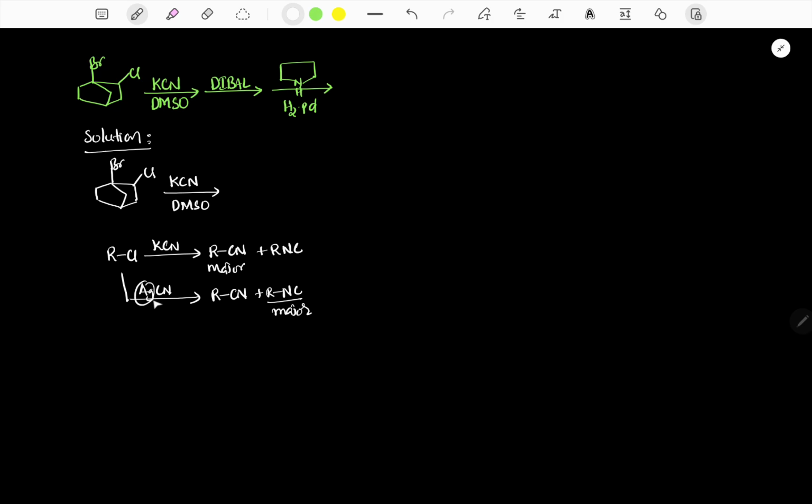When you are using Ag plus, it undergoes SN1 mechanism. When you are using KCN, it undergoes SN2 mechanism. Therefore, here I am considering the corresponding major product. So the major product is cyanide, by SN2 reaction.